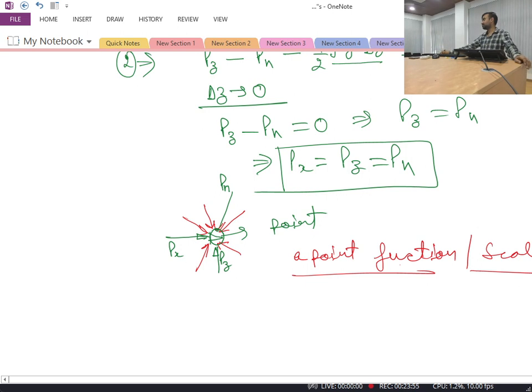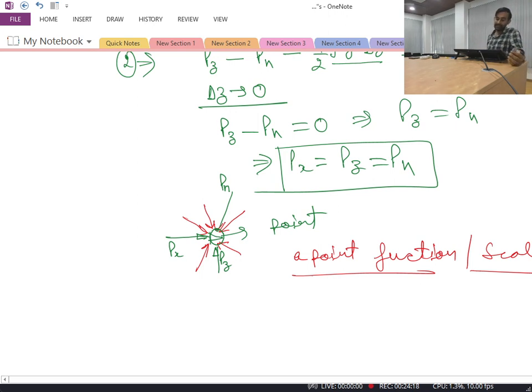Okay, so if you take this fluid element, a very small sized fluid element, from all the directions the pressure acting is the same. So the pressure does not have any specific direction, in all the directions it has the same value. This is the reason which makes the pressure property nothing but a point function or a scalar function.